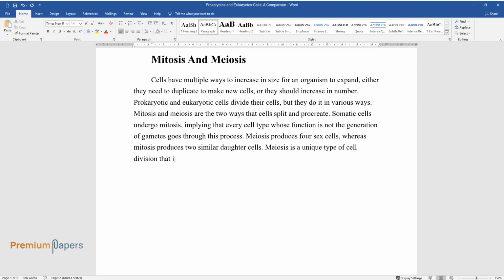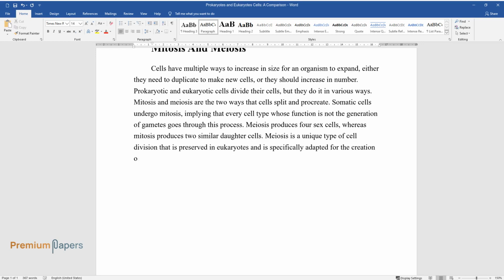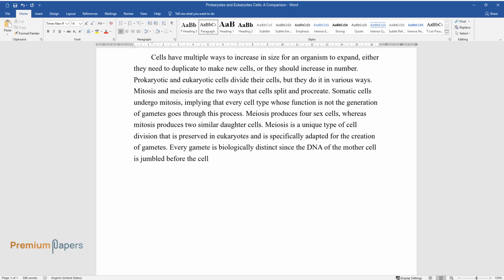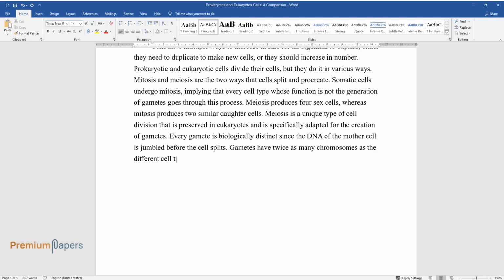Meiosis is a unique type of cell division that is preserved in eukaryotes and is specifically adapted for the creation of gametes. Every gamete is biologically distinct since the DNA of the mother cell is jumbled before the cell splits. Gametes have half as many chromosomes as the different cell types in the body.